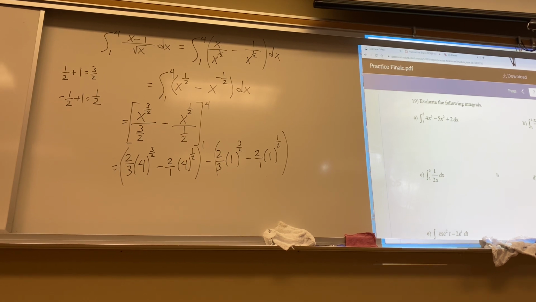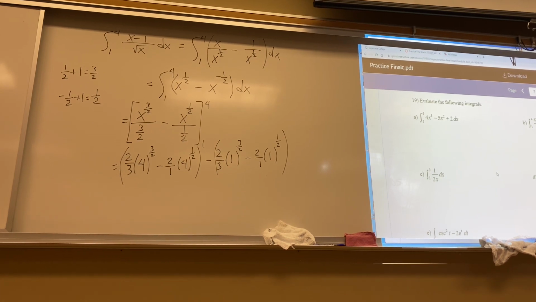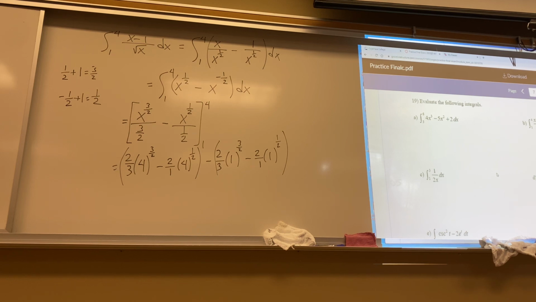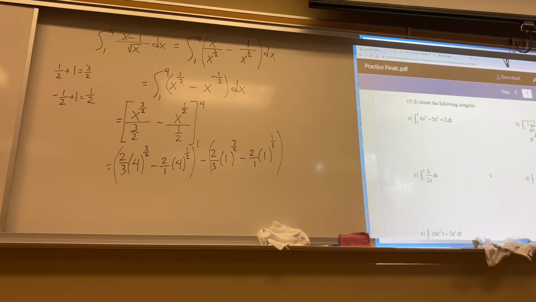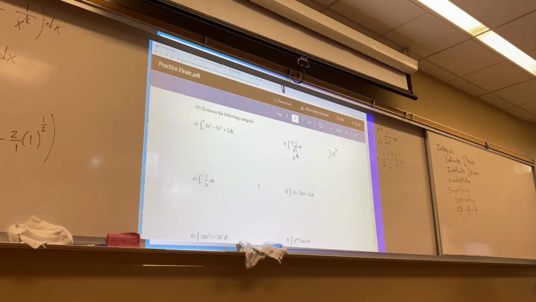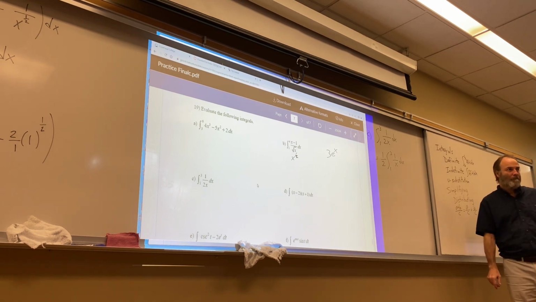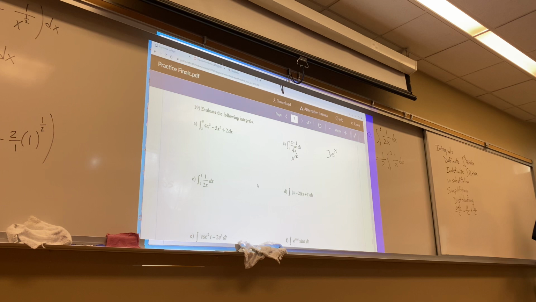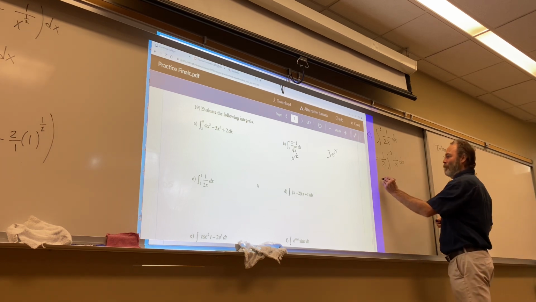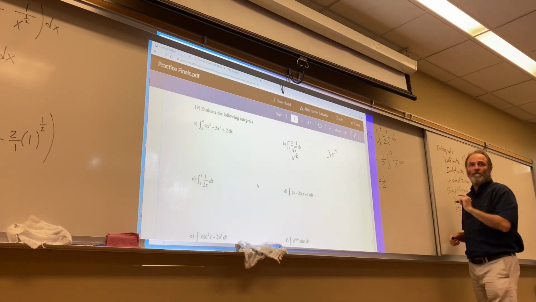You're just taking it out so you don't have to deal with it? I just took it out so I don't have to deal with it. Because now this matches one of our formulas over there. So what does 1 over x become?